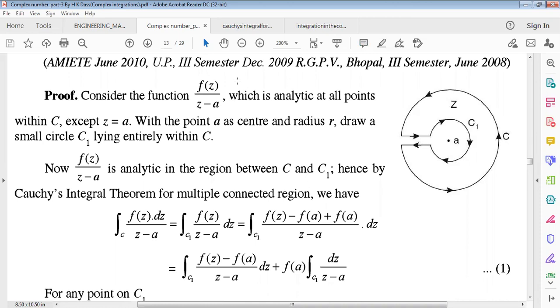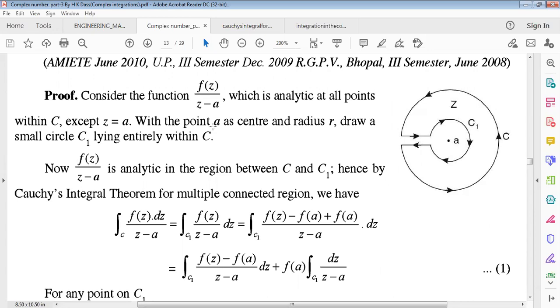Now we'll try to prove this formula. Consider the function f of z divided by z minus a. Actually, z equals a is the pole of this function. Remember it. For z equals a, this is not analytic and will be undefined. So this function is analytic at all points within C except z equals a.